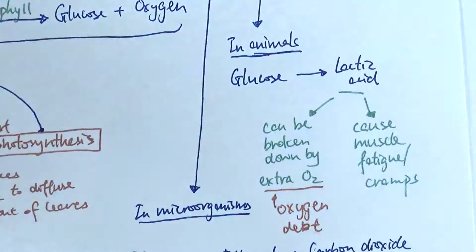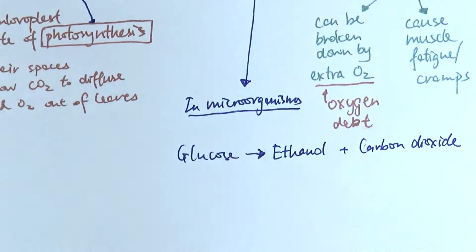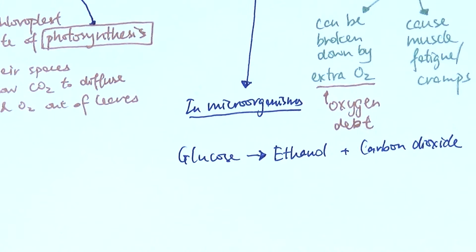Now in microorganisms, they can also do anaerobic respiration, but this time they make something slightly different. They make ethanol and carbon dioxide from the breakdown of the glucose.